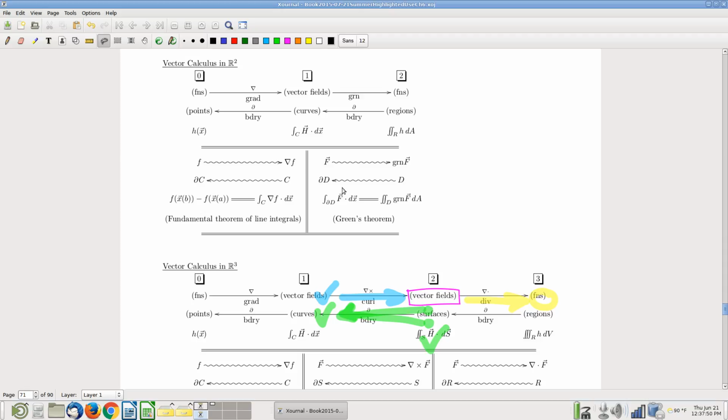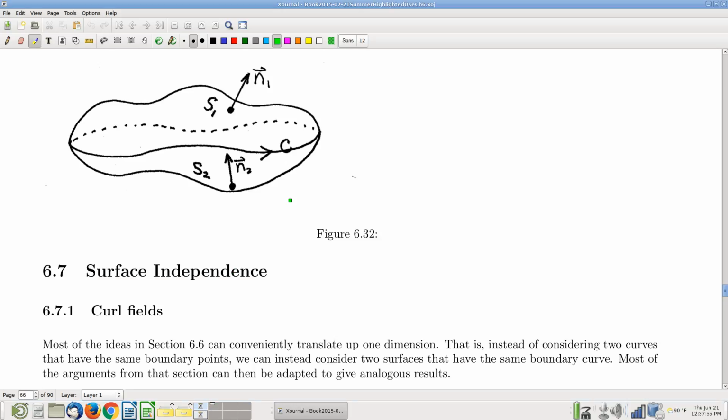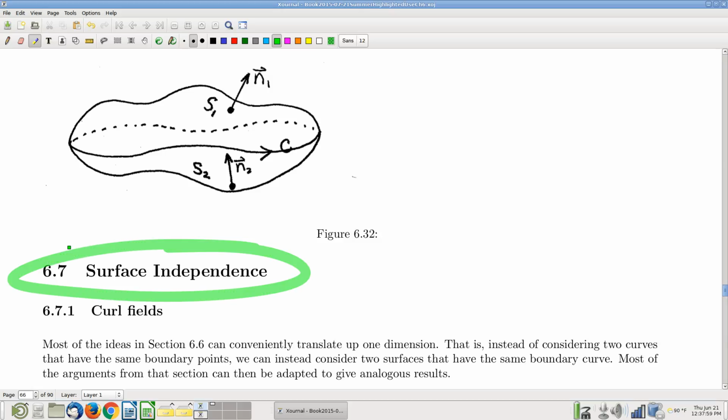So, in fact, I mention this largely for humor value, but also because it's true: when I wrote this section on surface independence, the very first thing I did was go back to the section I had written the previous day on path independence, and I did a massive copy-paste. Then I went through and everywhere I saw the word path, I wrote surface. And everywhere I found the words boundary points, I wrote instead boundary curve. And that wrote a large part of this section.